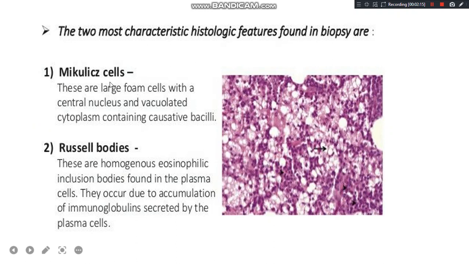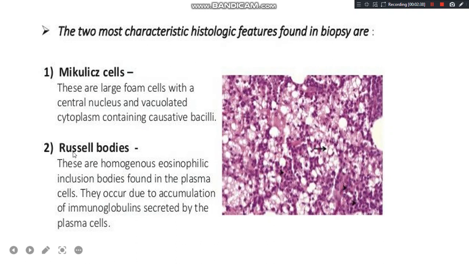So the Mikulicz cells are basically large foam cells, which means they are macrophages having a centrally placed nucleus and vacuolated cytoplasm. Now in the cytoplasm of this foam cell, you will find the causative bacilli. As in this case, we have Klebsiella, so you will find Klebsiella in the foam cell cytoplasm.